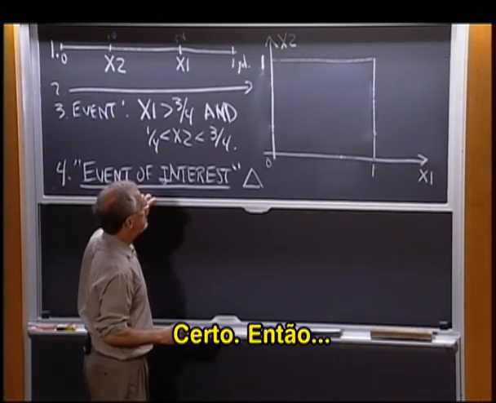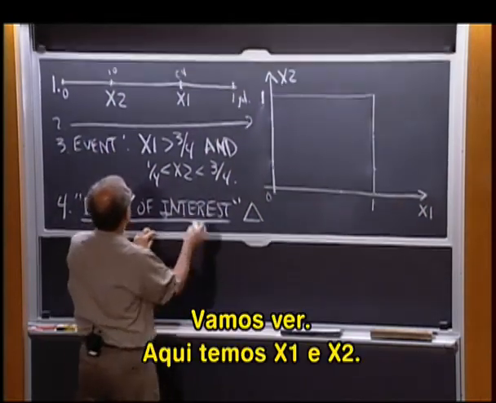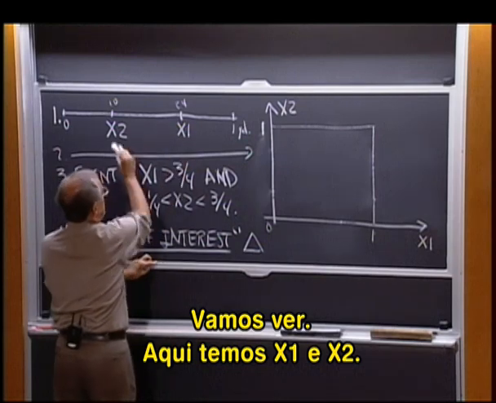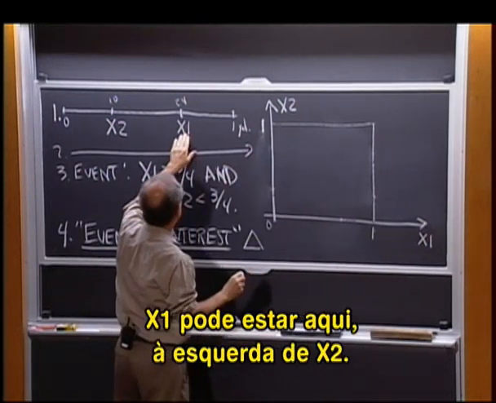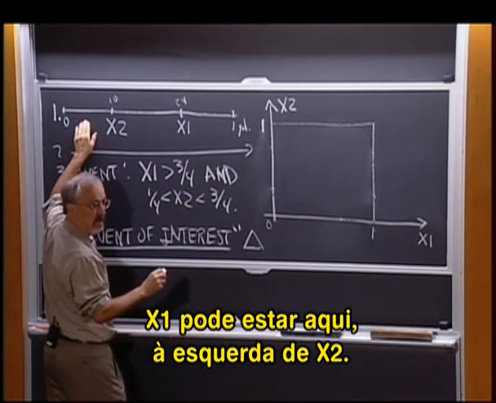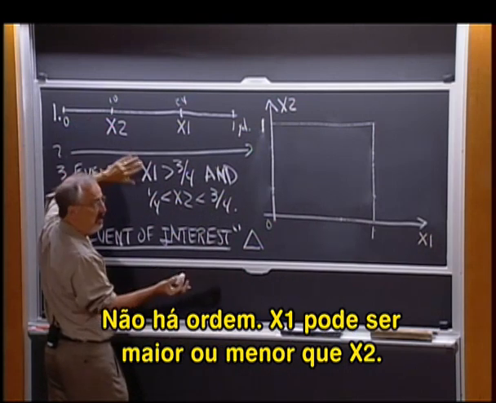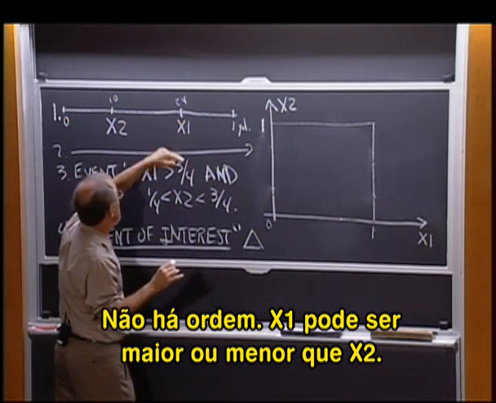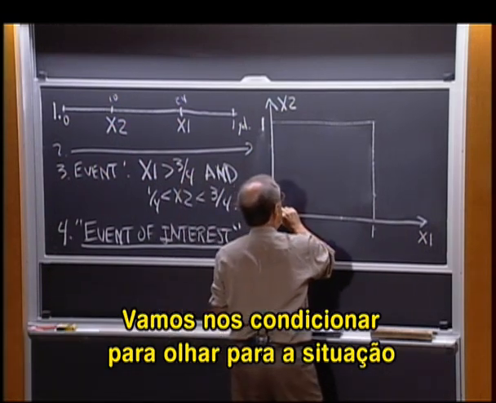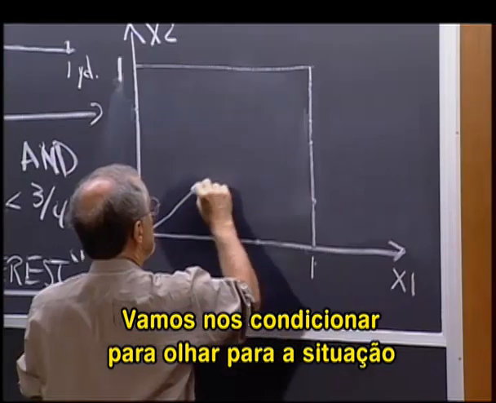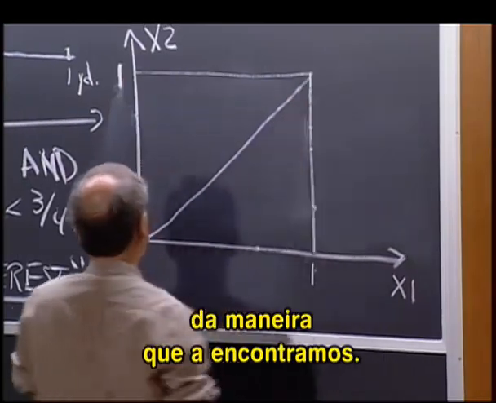Okay, so let's look at it. Here we have x1 and x2. It's a little bit complicated because x1 could be over here to the left of x2, so there's no order in here. x1 could be greater than x2, it could be less than x2. So let's do some conditioning and let's look at the situation the way we found it.